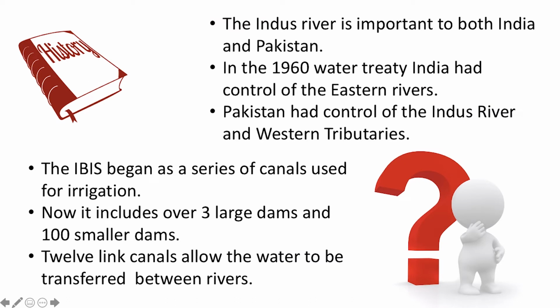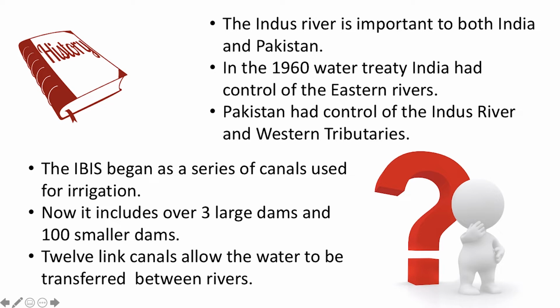So let's take a look at the history of the IBIS system. The Indus River is important to both India and Pakistan. It provides valuable water supply to both of those countries. In the 1960s, there was a water treaty, and as a result of that, India had control of the eastern rivers, and Pakistan had control of the Indus River and all the western tributaries. So there's a little bit of context, a little bit of history.